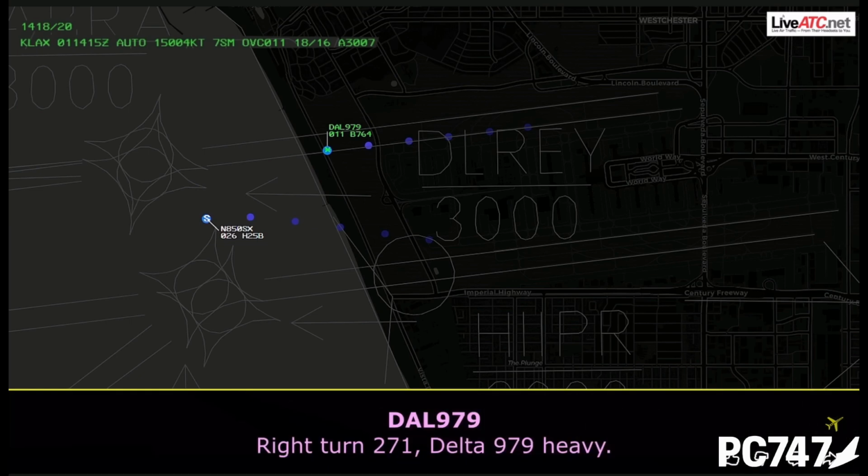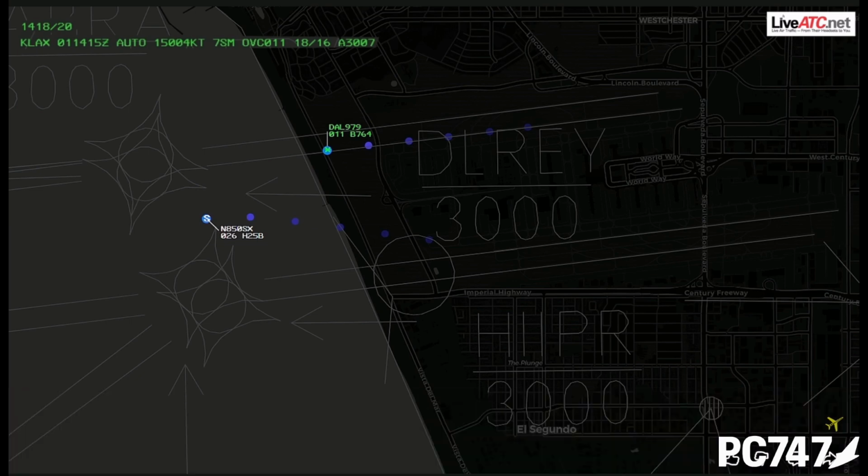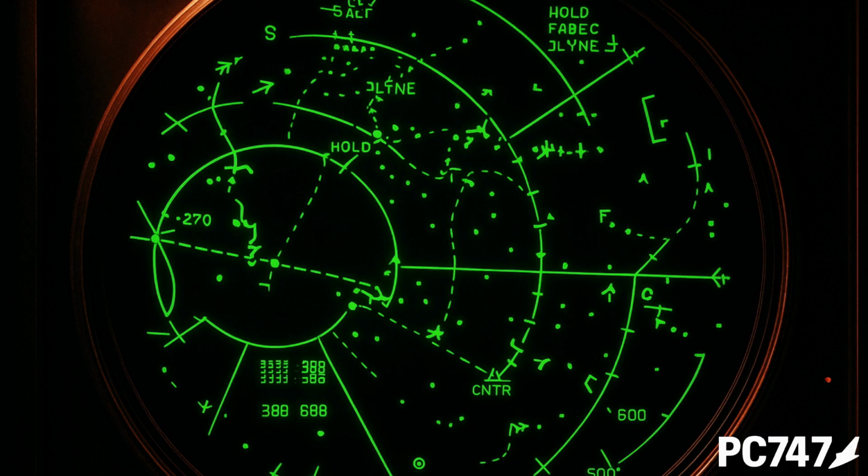Collision prevention, right turn 271, open 270. Instructions. K50 X-ray tower. The tower was calling because they wanted an explanation for the deviation.